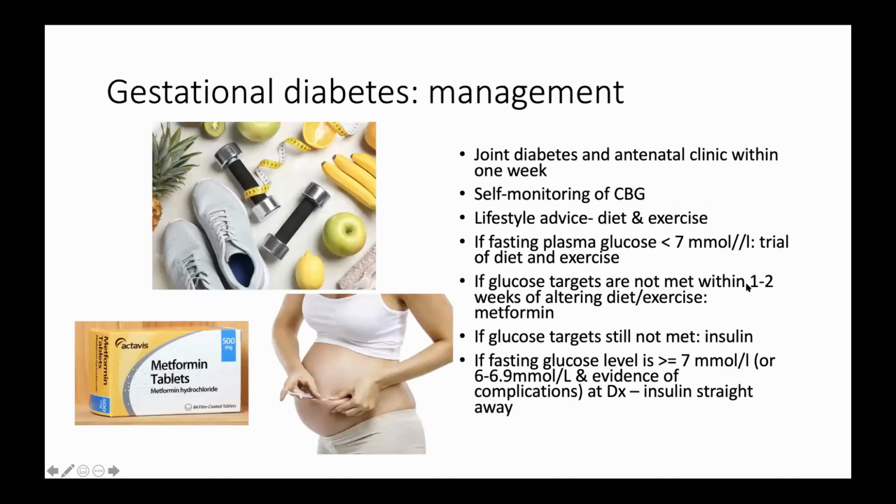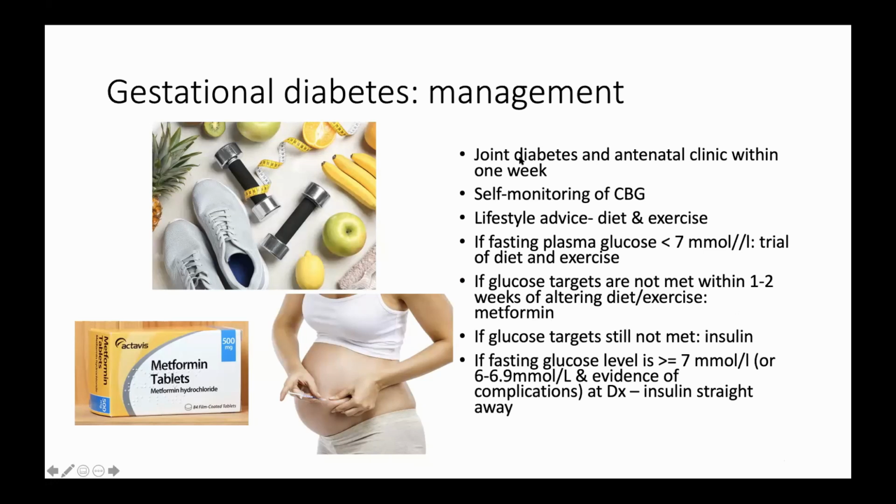And this is likely to be a key question in your exams as well. How do you manage gestational diabetes? I'd like you to think of it in a kind of stepwise approach, thinking both about lifestyle factors, so diet and exercise, and then medical therapies, starting with metformin and then insulin for those who need it.